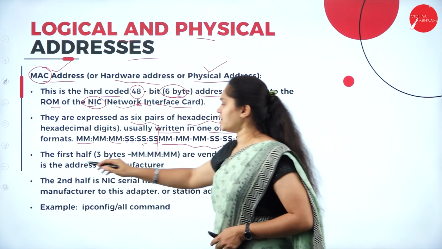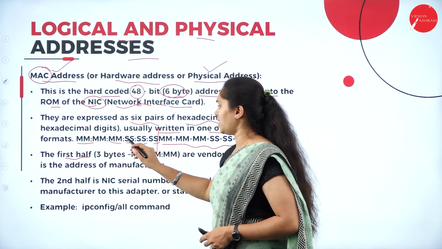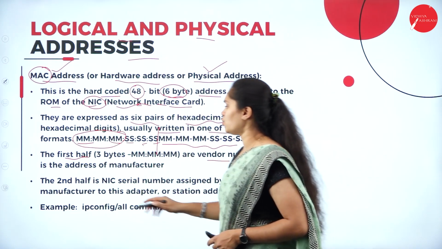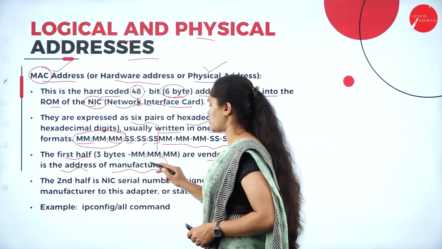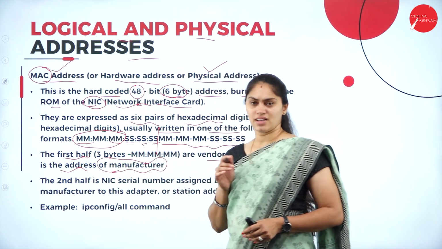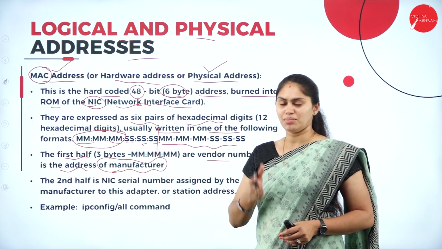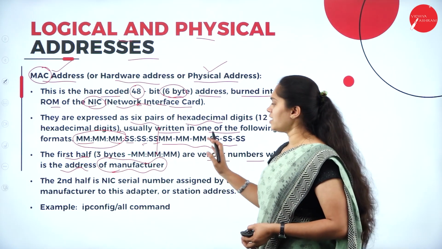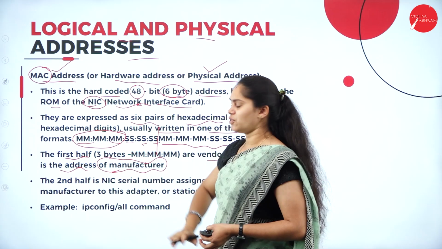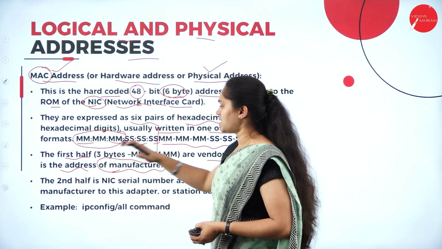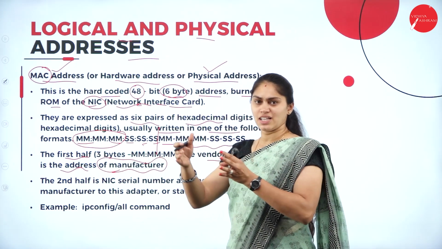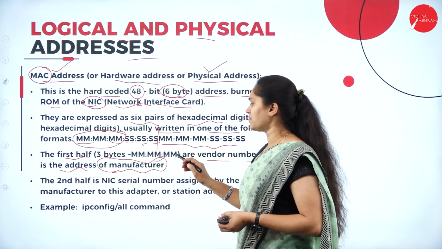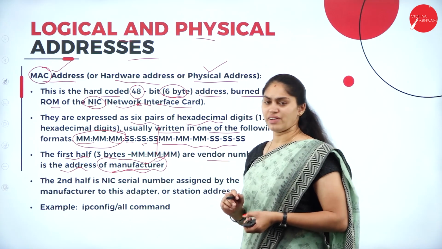The first half, or first 3 bytes, which is this part, is the vendor number, which is the address of the manufacturer. If you see the MAC address of your computer or your mobile phone, you can get to know that. It is in the 48-bit format. In that first half, that means 3 bytes out of a total of 6 bytes, the name or address of the manufacturer is held.